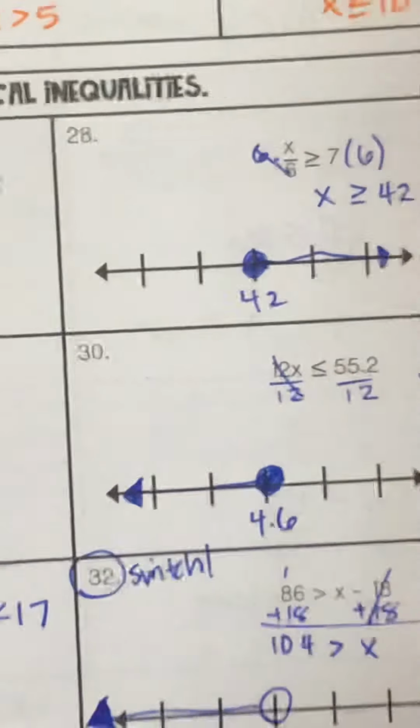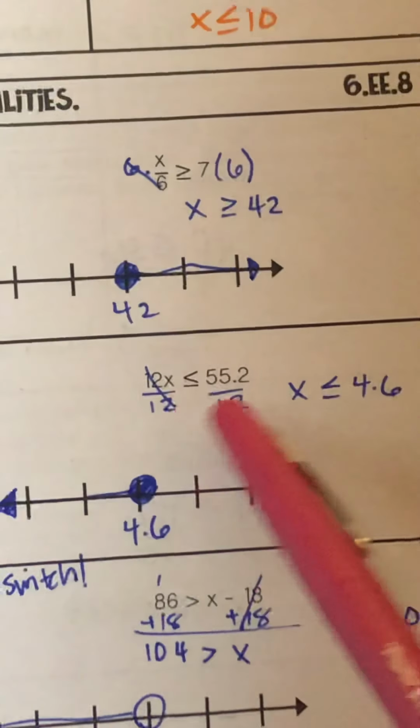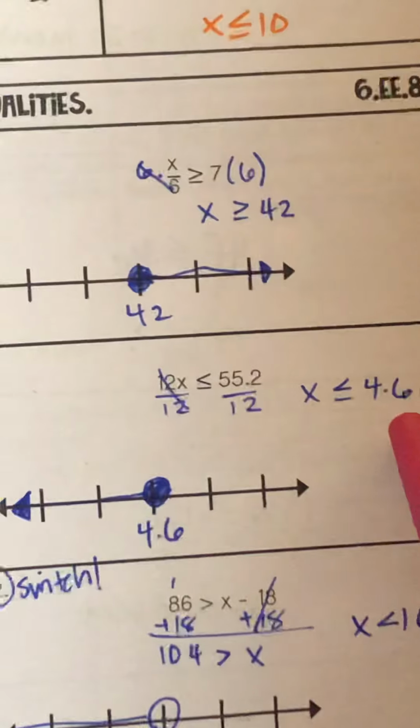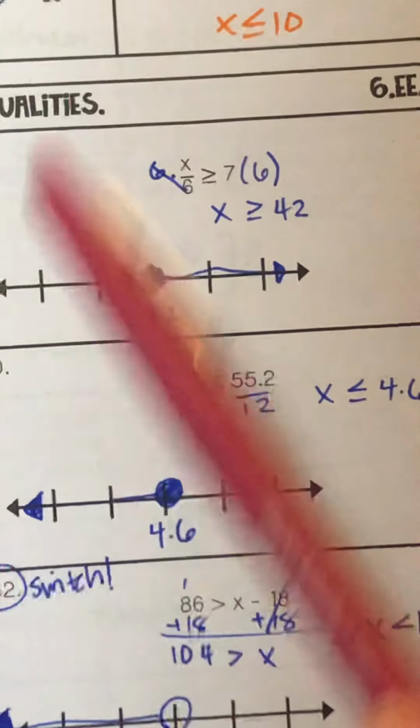For number 30, divide by 12 on both sides. X is less than or equal to 55.2 divided by 12, which is 4.6. That is a closed circle on the 4.6 going left.